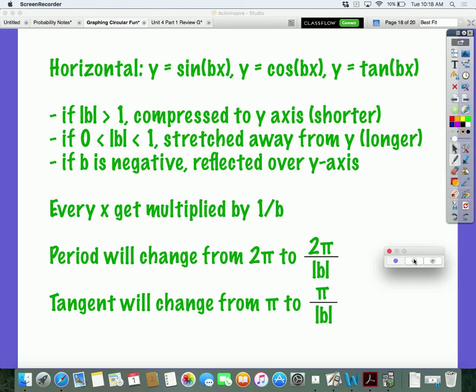And if b is negative, it's reflected over the y-axis, okay? So you can think of it as this: every x is multiplied by 1 over b. Just like before when we were doing horizontal stretches with regular quadratic functions. It was 1 over b, or 1 over whatever that number was. The period is 2 pi over the absolute value of b. So if b was 2, our period will go from 2 pi to pi. And tangent's period will change from regular pi to pi over the absolute value of b.